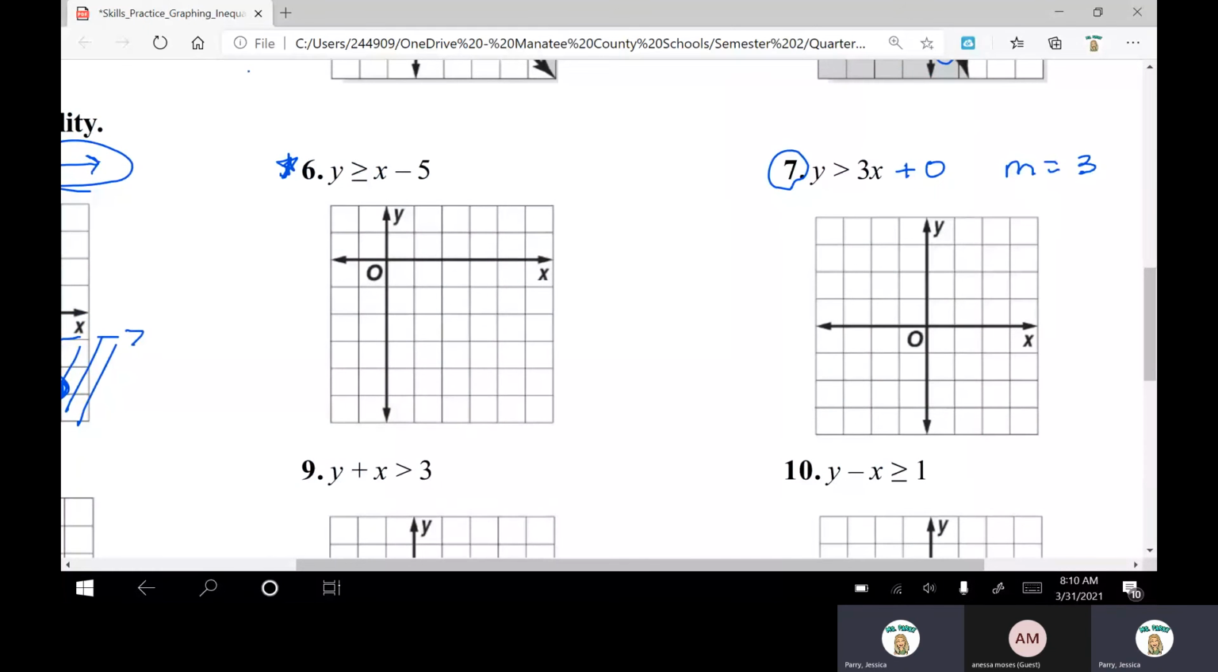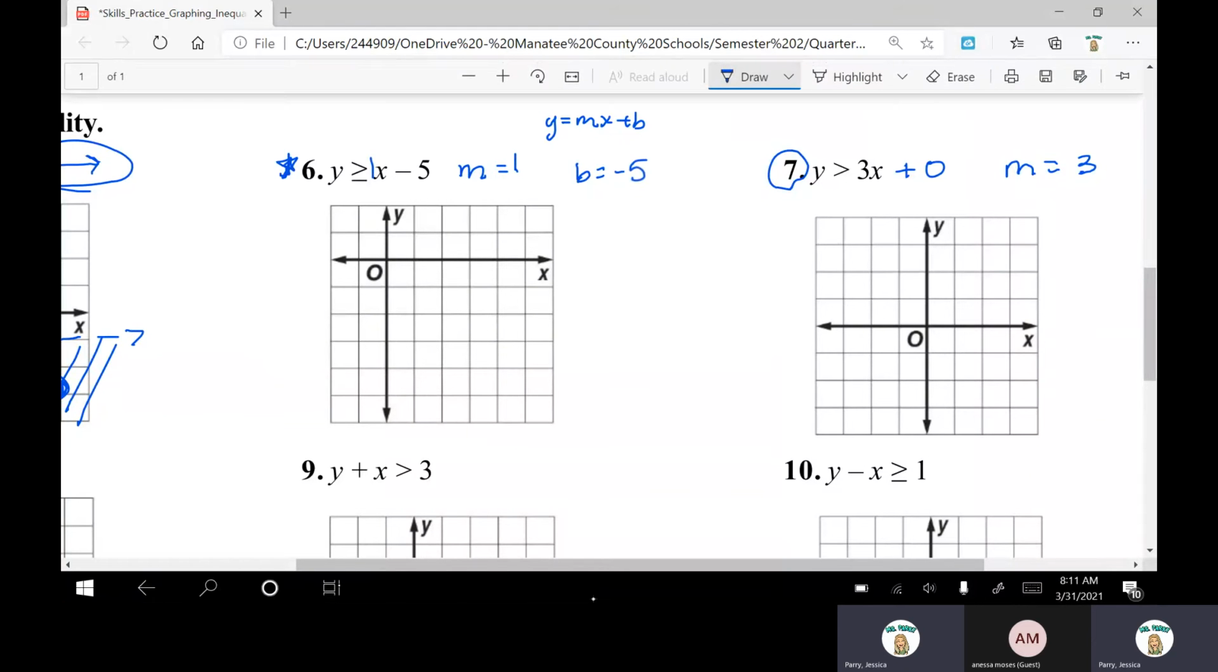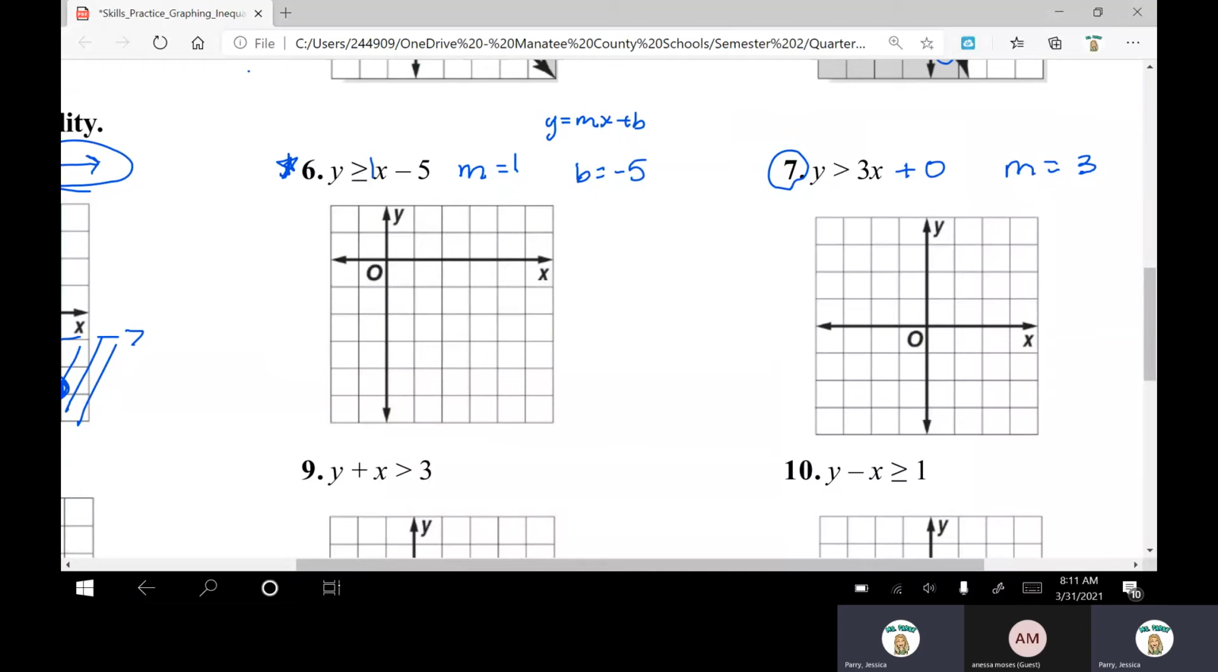Number 6, we've got y is greater than or equal to x minus 5. It's already in that slope-intercept form, y equals mx plus b. So we can write out m equals, b equals, where m is everything in front of x. For this one, it's an invisible 1. So here's my 1, and b is everything after x, my -5. Okay. From here, we can graph it.